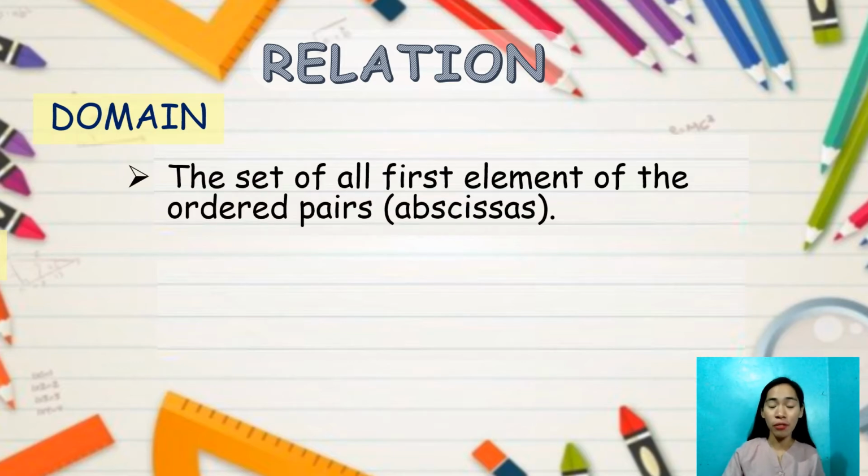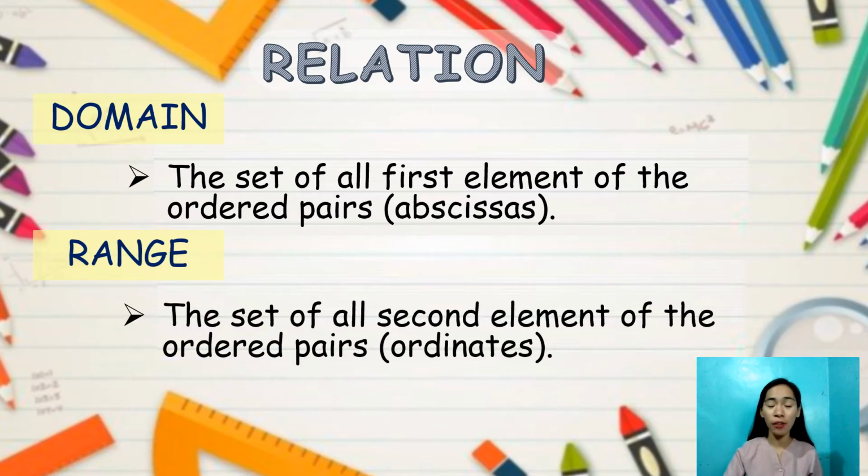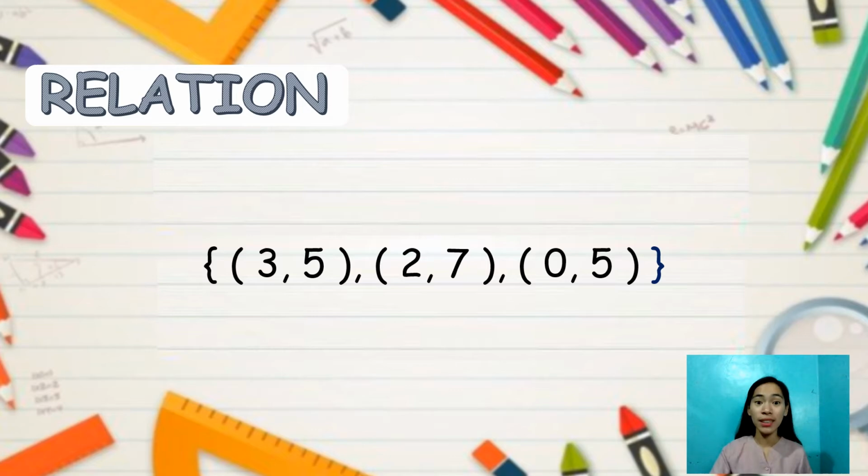It is the set of all first elements of the ordered pairs, also known as abscissa. Next, we have the range. It is the set of all the second elements of the ordered pairs, also known as ordinates. So let us have this first example. First, we're going to determine the domain. Remember that the domain is the first element in an ordered pair, or the x values. So these are 3, 2, 0.